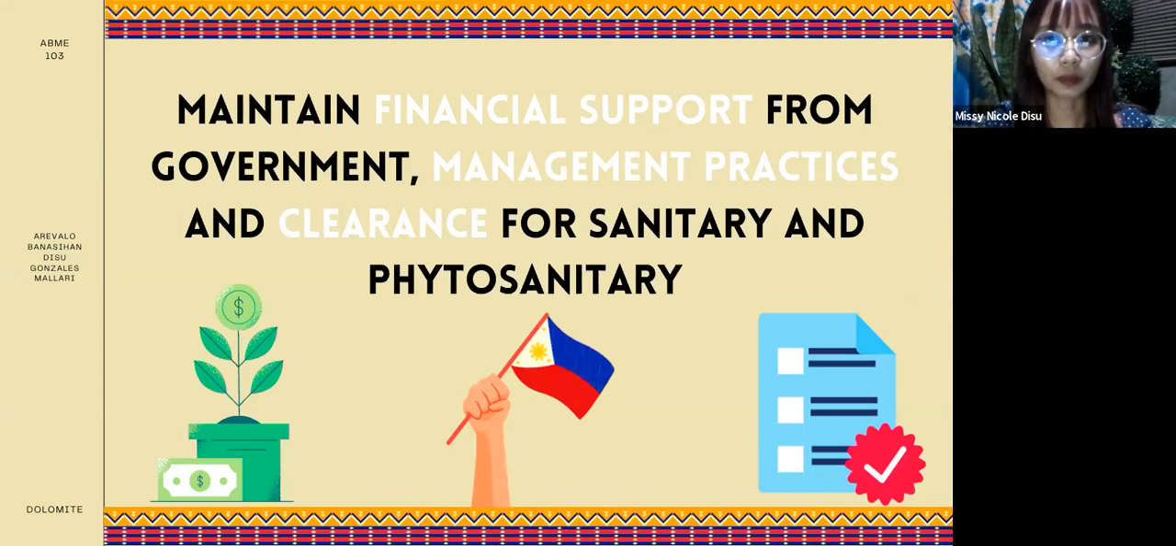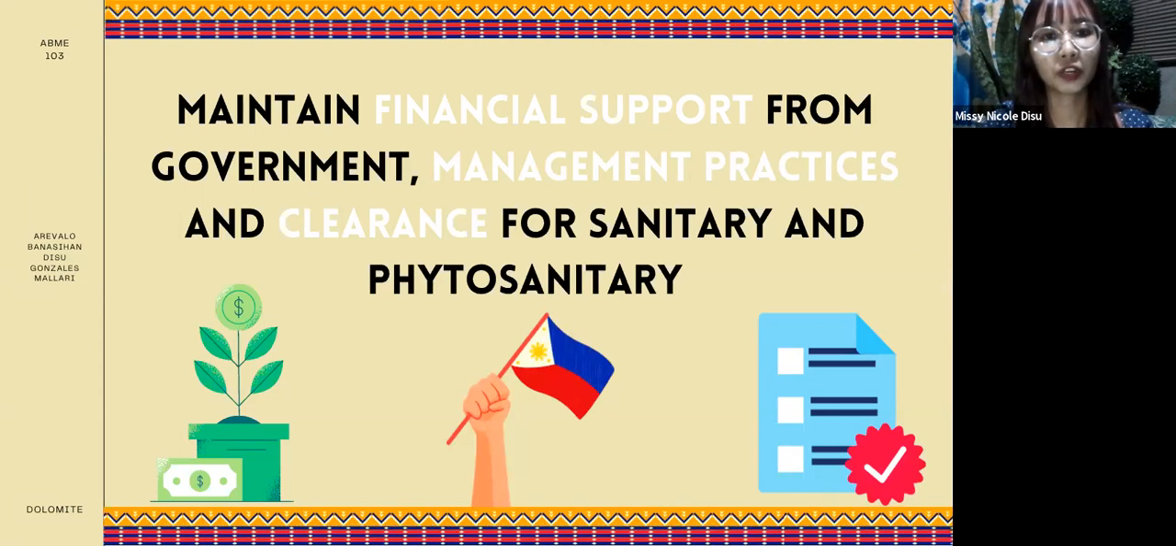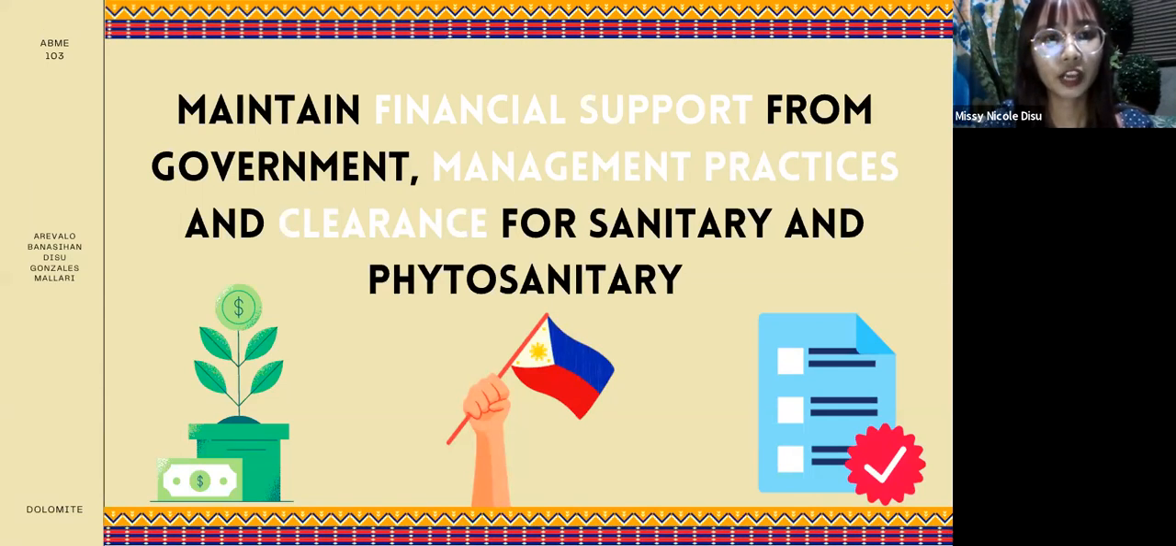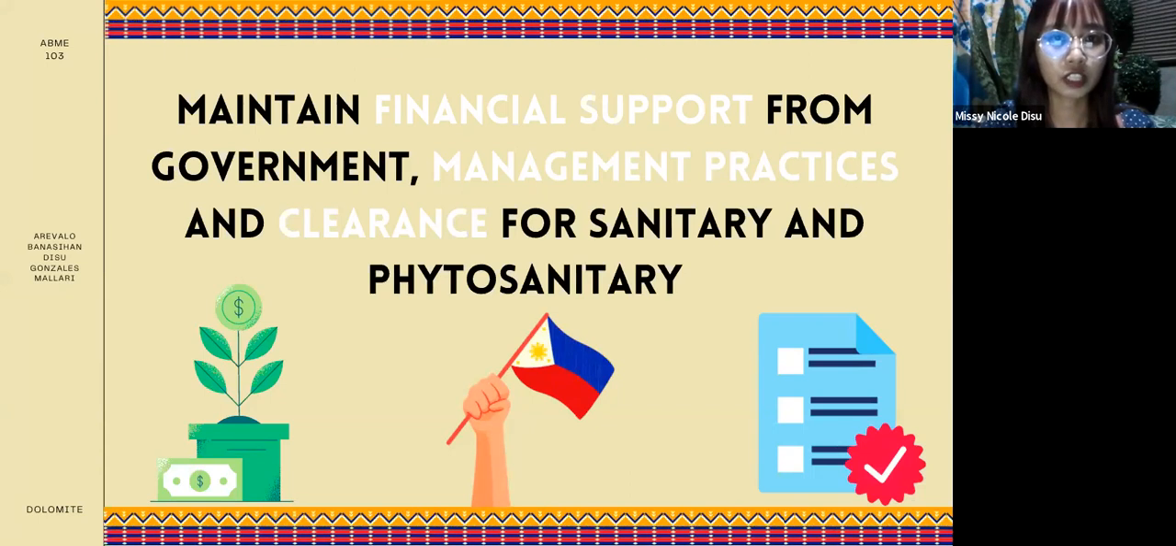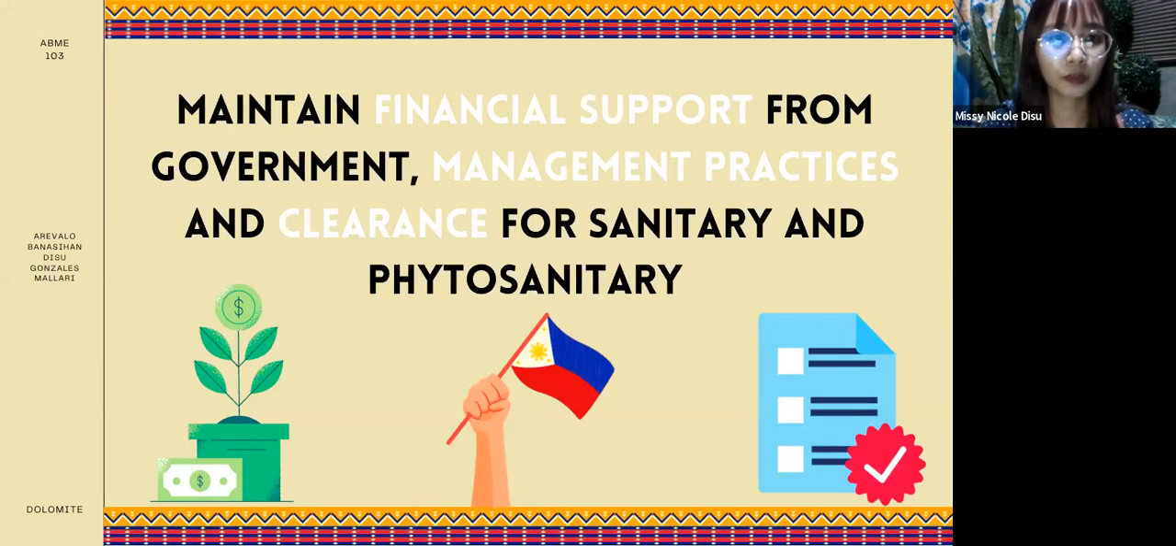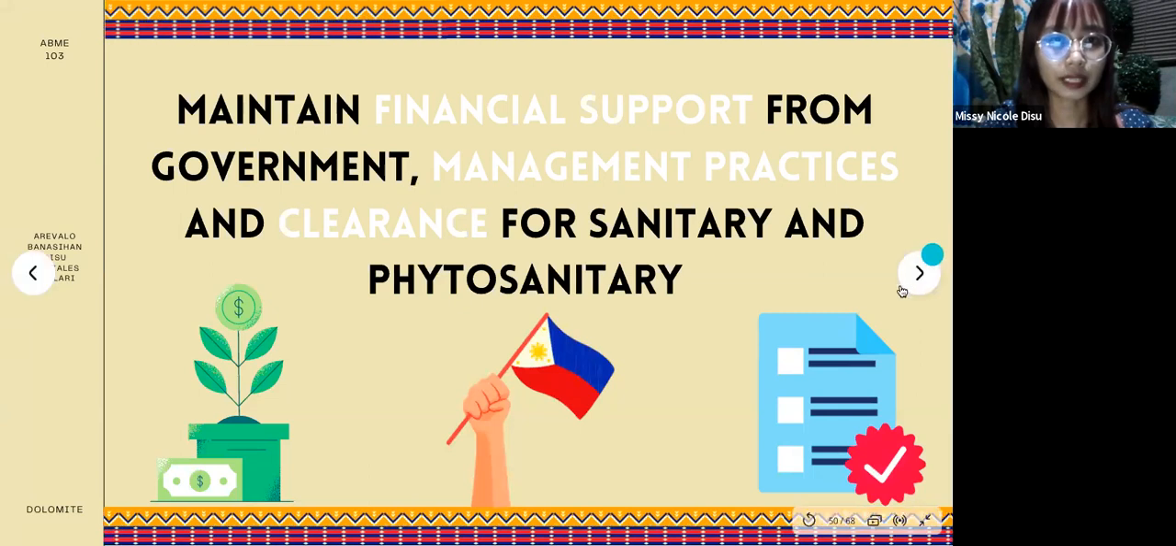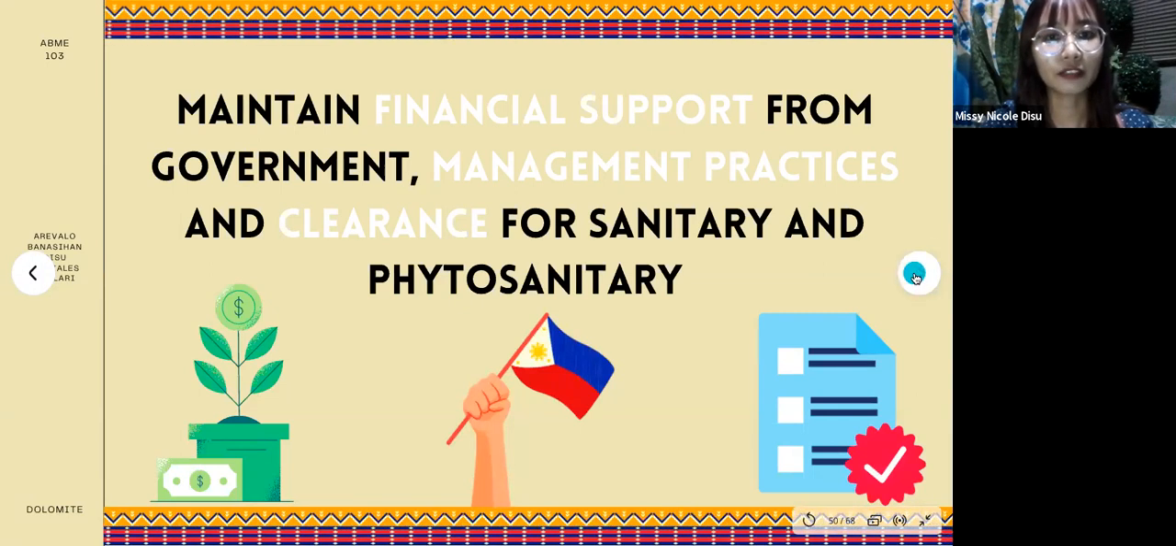To make this viable, investment strategies were created and implemented. The areas of concern for these investment strategies are the maintained financial support from government, management practices, and clearance for sanitary and phytosanitary.